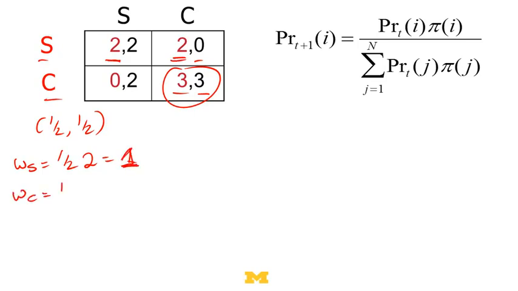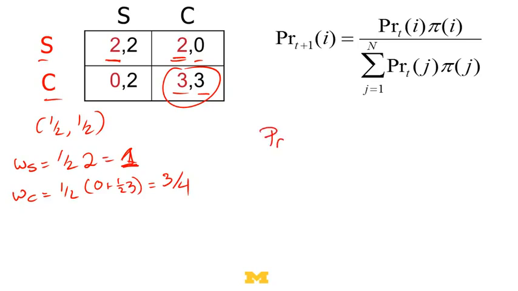What about the weight on compacts? Half the people drive compacts. Now what's their payoff? If you're driving a compact, half the time you meet someone with an SUV, so that gives you a payoff of 0. And half the time you meet someone driving a compact, and that gives you a payoff of 3. So that means your total payoff is going to be 3/4. So the weight on SUVs is 1. The weight on compacts is 3/4.